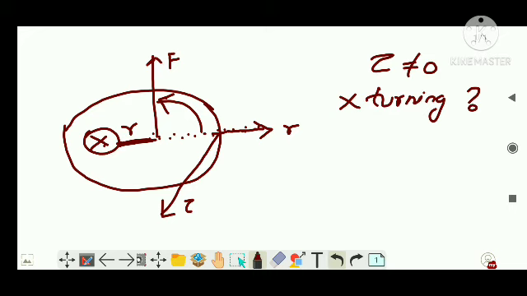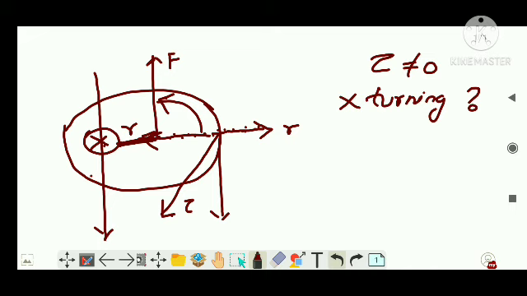Right? So the axis of rotation, let's say this one. This is the axis of rotation, right? Now this torque is having no component along the axis of rotation. So if I take the torque's component like this, there is no component which is along the axis of rotation, right? That's why the body is not going to rotate.